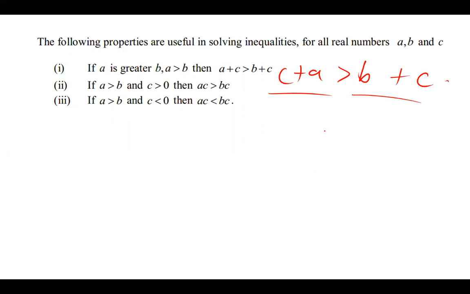So if you have A is greater than B, if we multiply this by C, it means that even on the right-hand side, we also have to multiply B by C. So this is what it means. It's something that is straightforward.